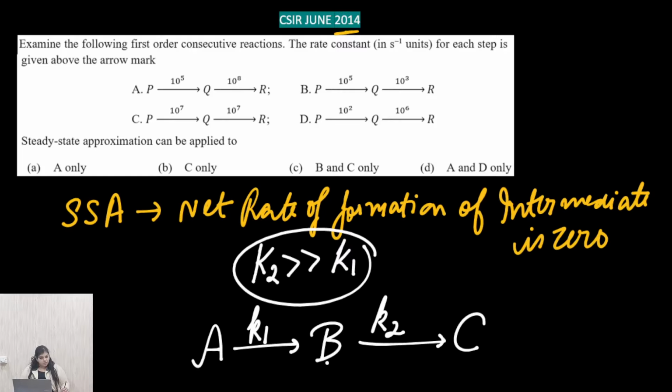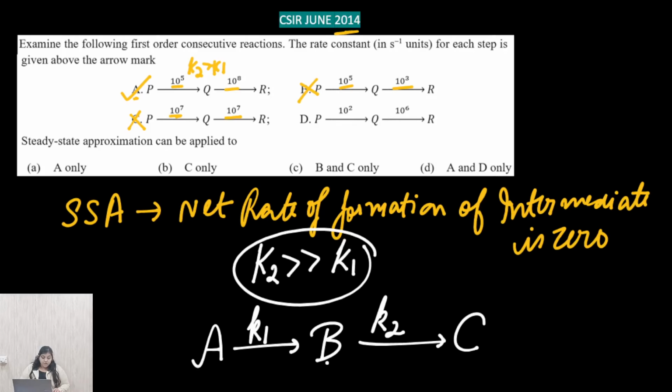So now check the rate constant values in the given options. In the first one, K1 is 10 raised to the power of 5 and K2 is 10 raised to the power of 8. So here K2 is greater than K1, which means SSA can be applied. Option B, K1 is 10 raised to the power of 5, K2 is 10 raised to the power of 3. So it is less, and SSA won't be applied over here. In option C, both of them are equal. So in this case, can SSA be applied? The answer is no, it cannot be applied.